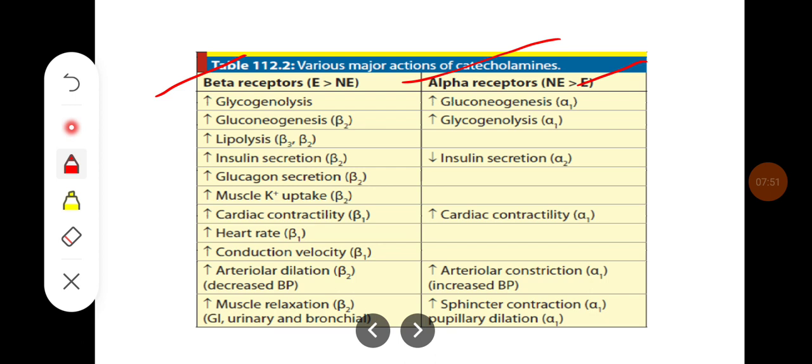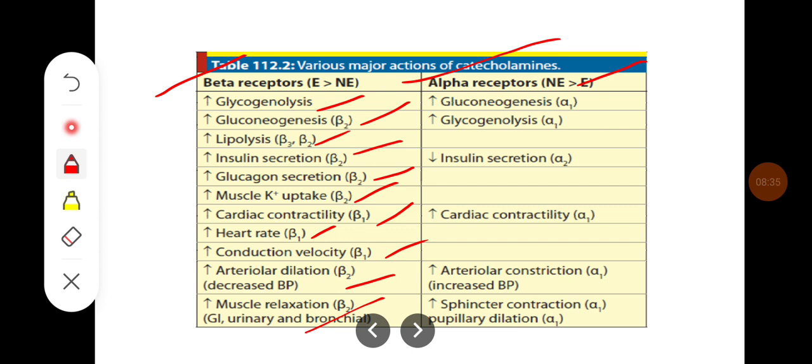So, through the beta receptors, they increase glycogenolysis, gluconeogenesis, and lipolysis through beta 3 and beta 2 receptors. They increase insulin secretion through beta receptors, increase glucagon secretion, increase muscle potassium uptake, increase cardiac contractility, increase heart rate through beta 1 receptors, and increase conduction velocity through beta 1. They cause arterial dilatation, which decreases the blood pressure, through the beta 2 receptor. They cause muscle relaxation of GI, urinary and bronchial muscles through beta receptors.